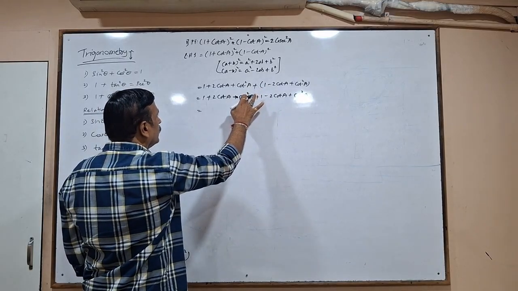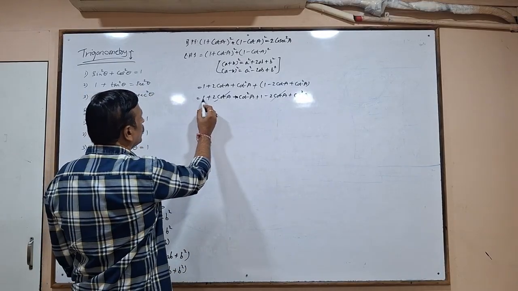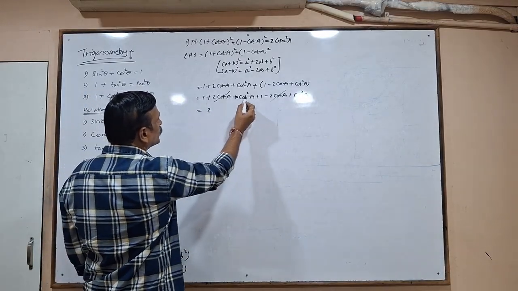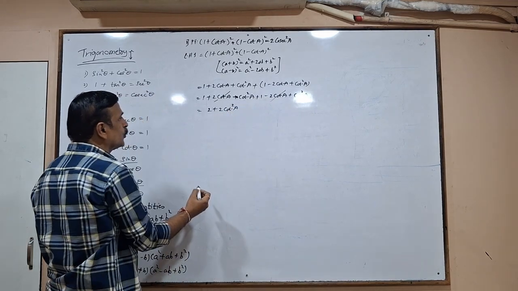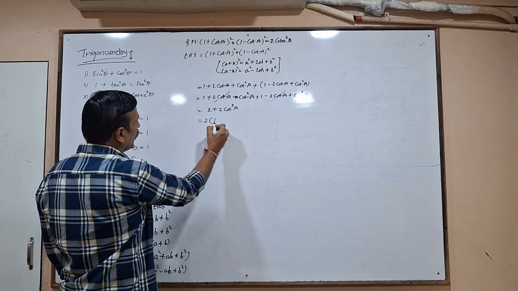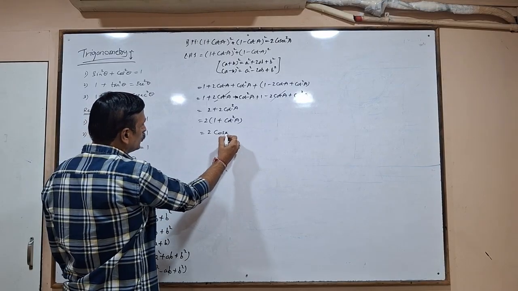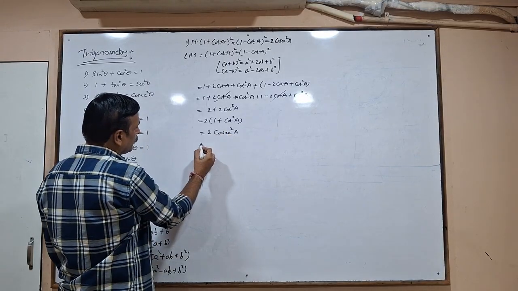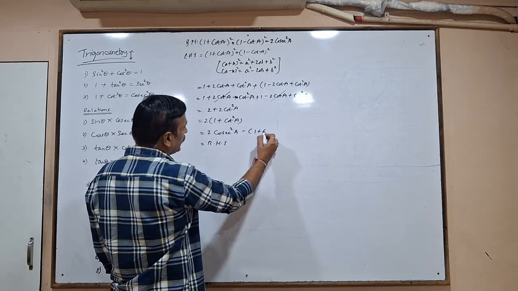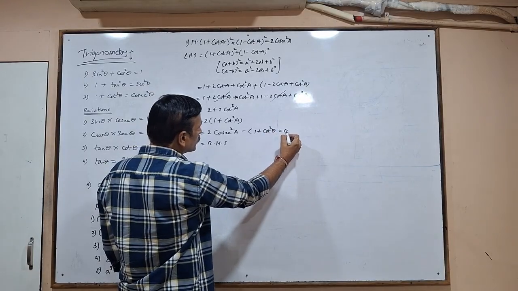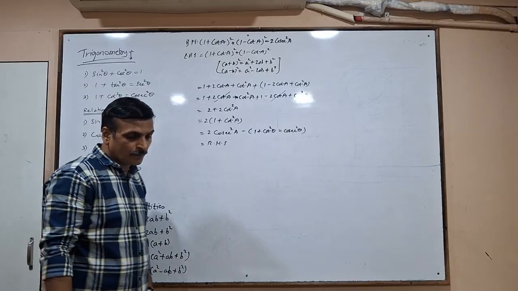So what will cancel is 2 cot A and minus 2 cot A. 1 plus 1 is 2. Cot square A plus cot square A is 2 cot square A. Again I can take 2 common, 1 plus cot square A, which is 2 cosec square A, which is RHS. Here we have used an identity, 1 plus cot square theta is equal to cosec square theta.